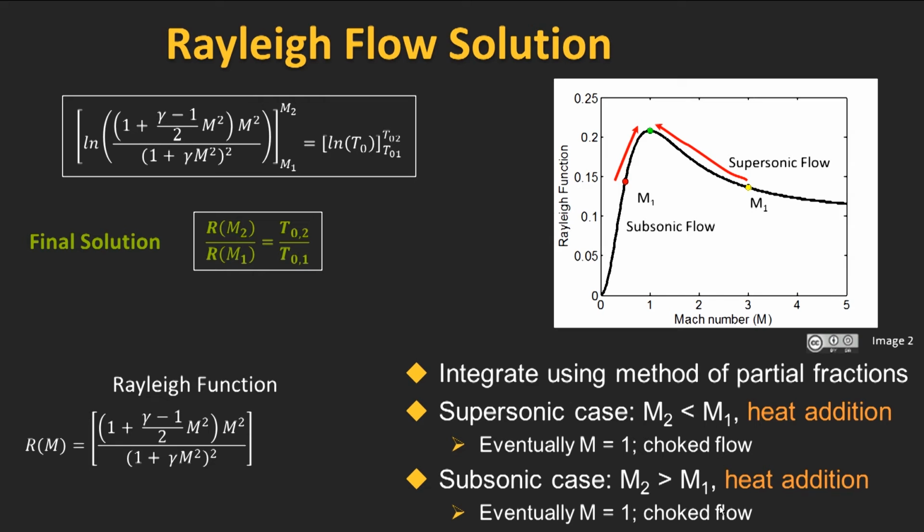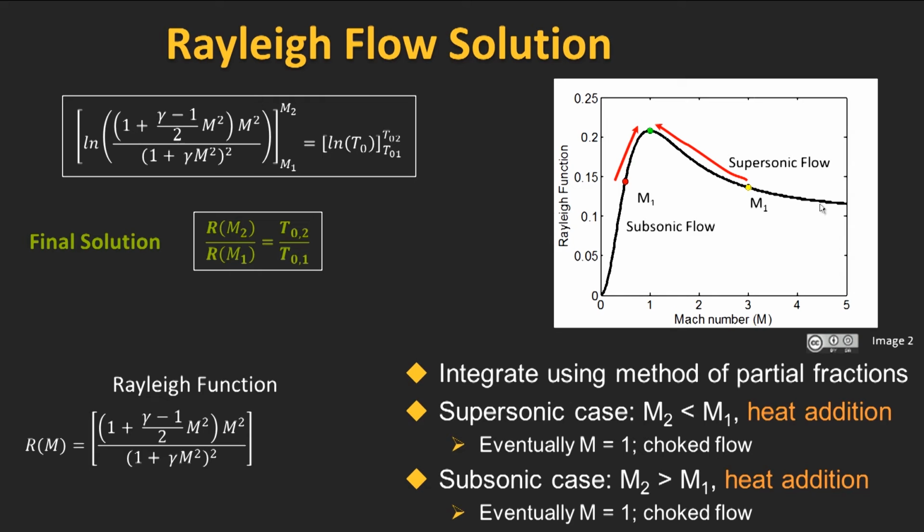Just to finish the arguments that we've been making about flow with heat addition, we can also examine flow which is cooled, which is not precluded in this formulation by any means. So, for example, if we start out at M1 and cool the flow, we would realize that T02 over T01 will be less than 1 in that case, which means R(M2) over R(M1) has to be less than 1, and that will happen in this branch.